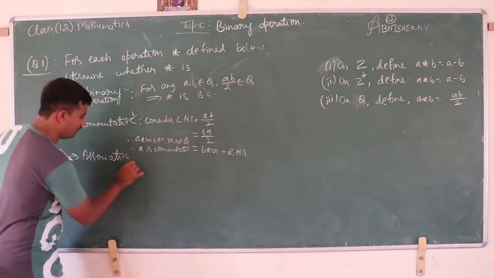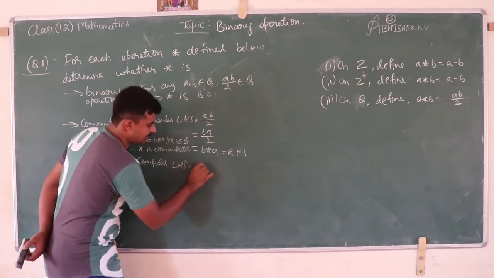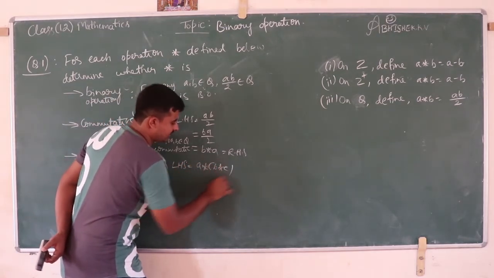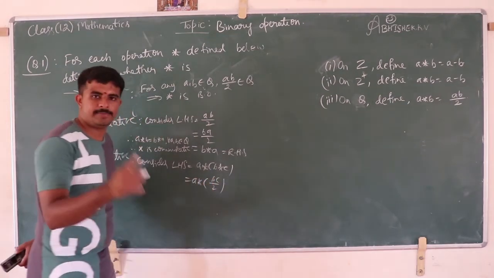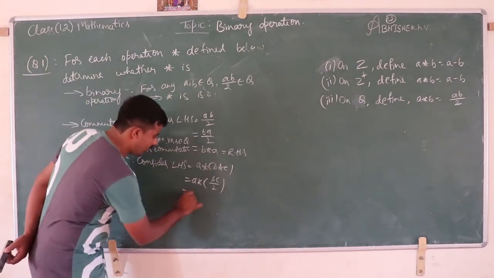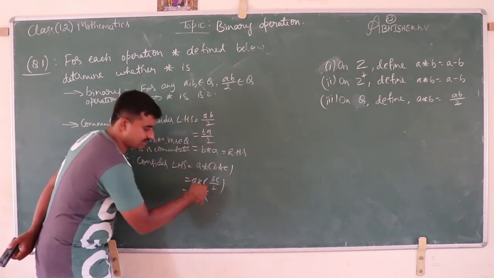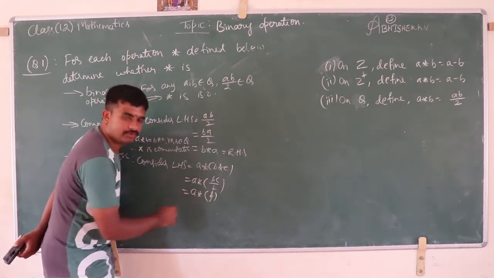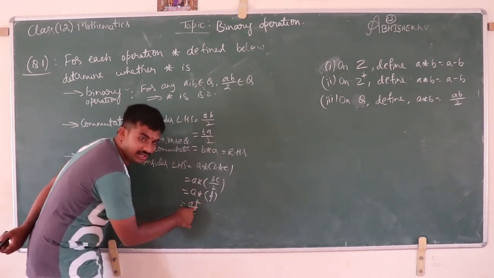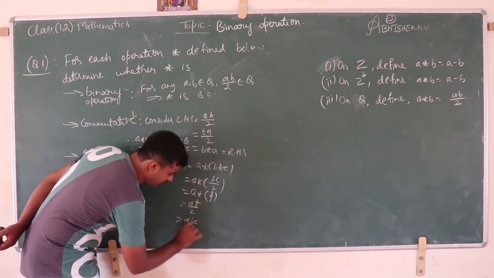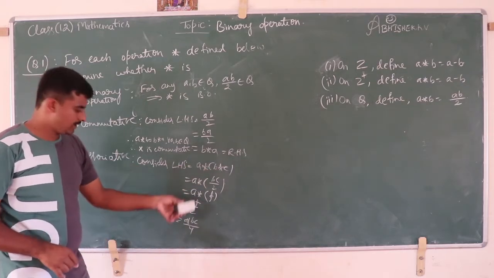What about associative? Consider LHS: A star of (B star C). What is B star C? It is BC by 2. A star B is AB by 2, B star C is BC by 2. What is A star of BC by 2? Here you need to consider this BC by 2 as T. A star T is AT by 2. You should replace T, where T is equal to BC by 2. ABC, 2 into 2, 4. ABC divided by 4. Therefore, LHS is ABC divided by 4.